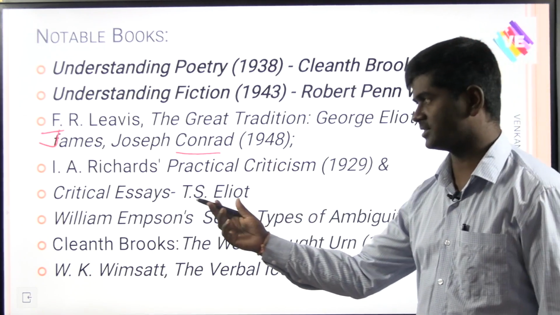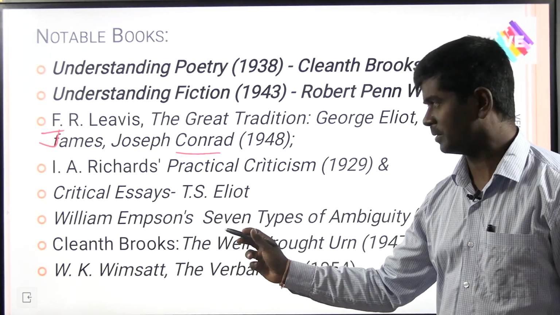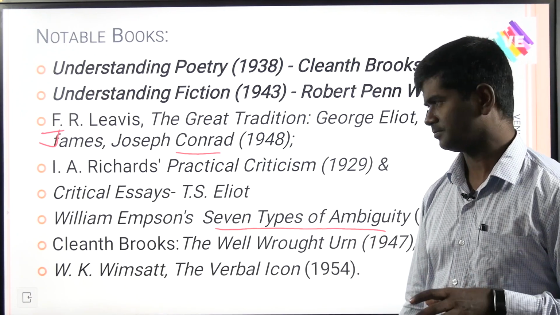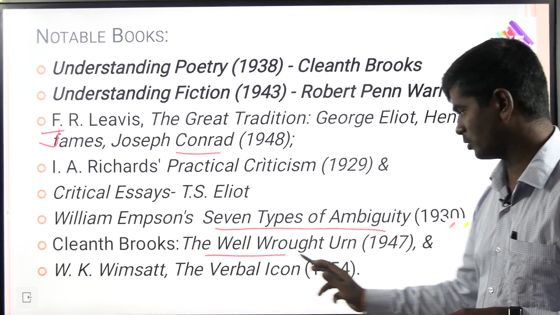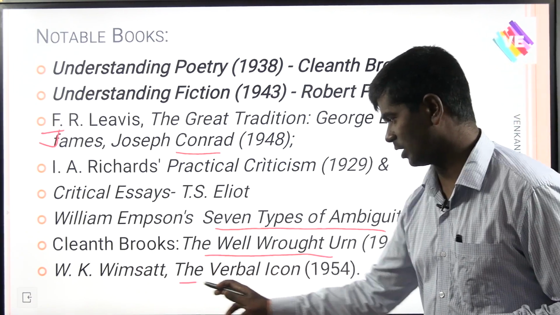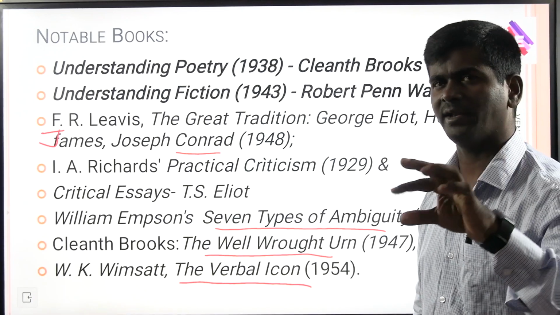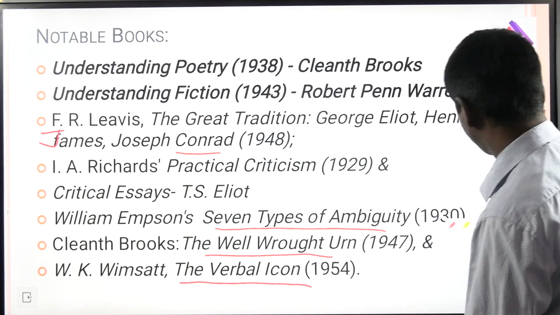I.A. Richards, Practical Criticism; Critical Essays, T.S. Eliot; William Empson, Seven Types of Ambiguity. Several times this was asked. And Cleanth Brooks, The Well Wrought Urn, and W.K. Wimsatt, The Verbal Icon in 1954. All these are the popular works related to New Criticism.